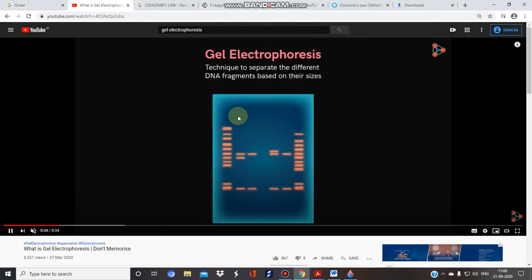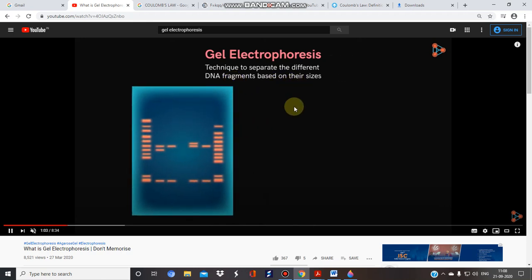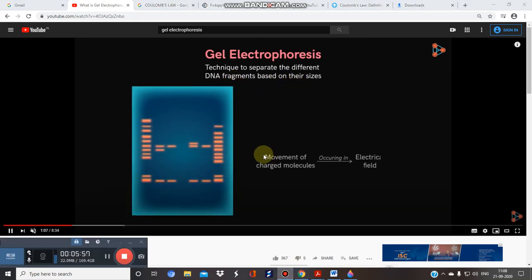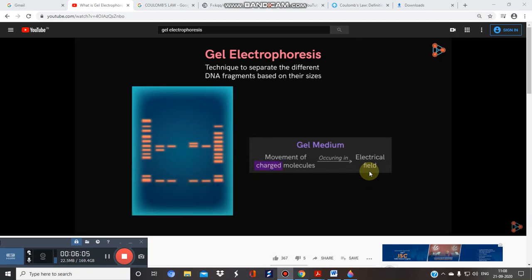So let's see this video again. It is a technique used to separate different types of DNA fragments based upon their sizes. Now, how is this possible? We know the movement of charged molecules in an electrical field. We will apply an electrical field, because this is known as electrophoresis. So we have to apply an electrical field.